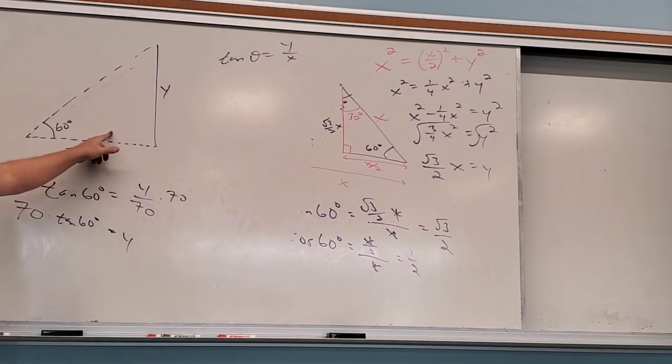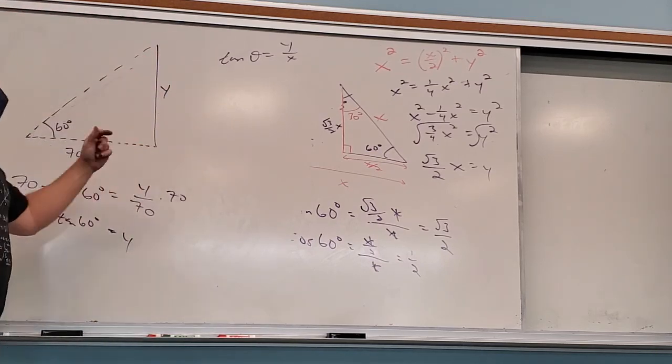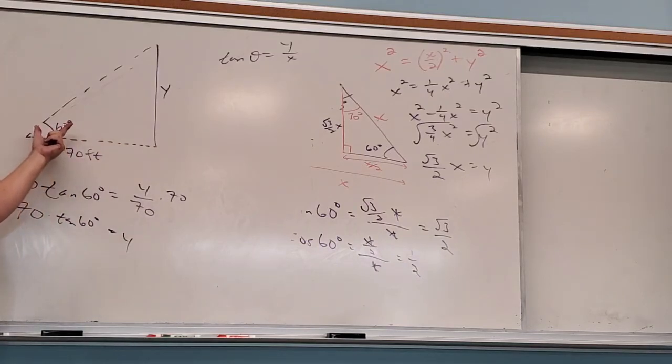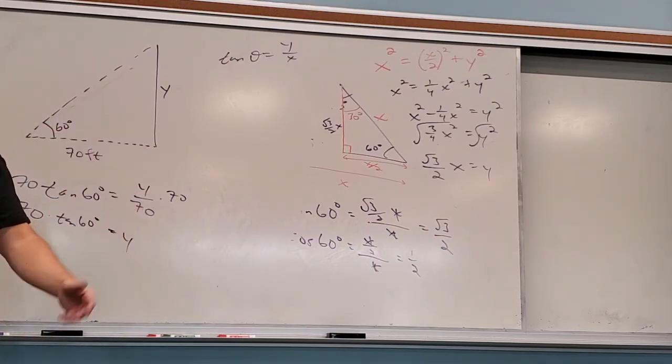How many right triangles show up in the real world? A lot. A lot. They're all over the place. So if I know what an angle means in terms of sides of the triangle, I can use that to do a lot of things. I can do so many things.